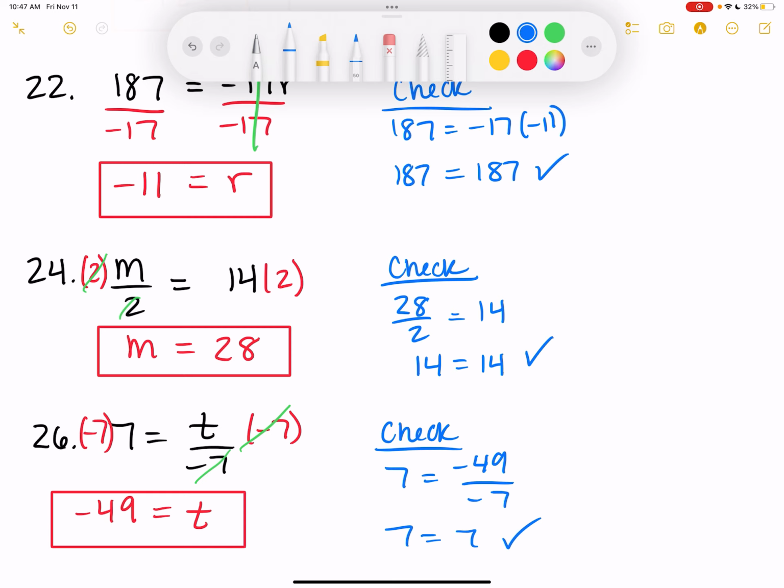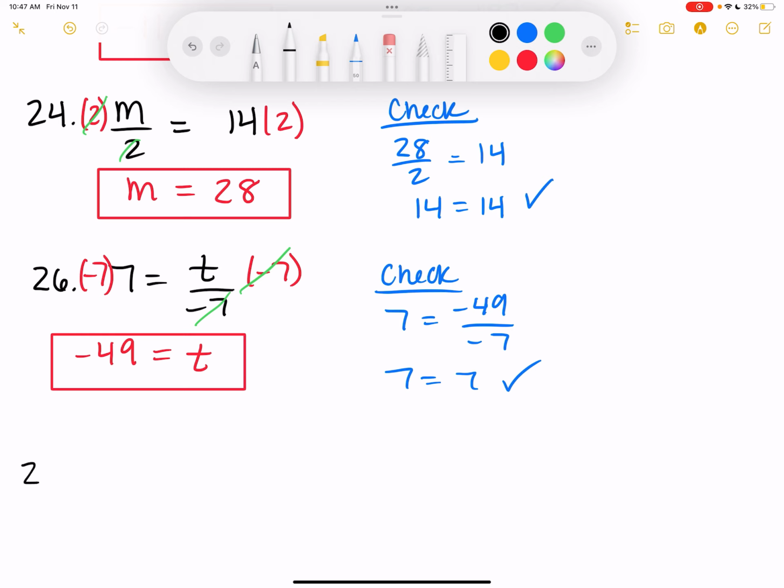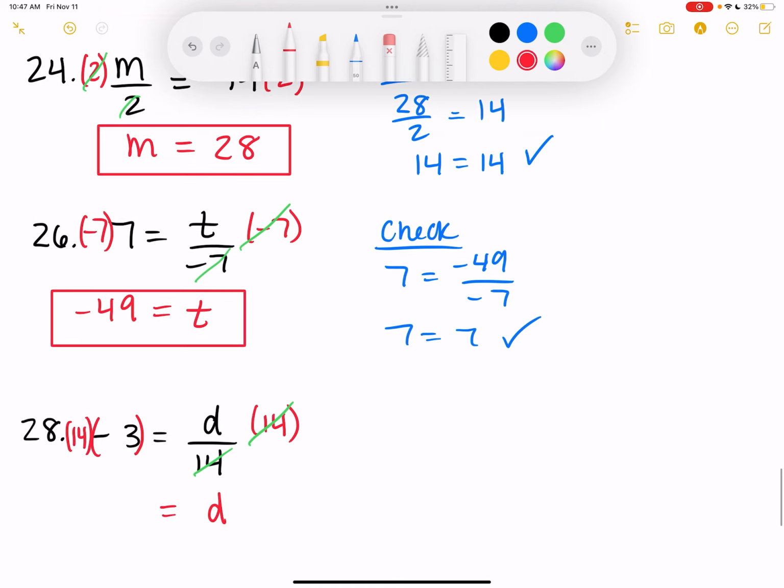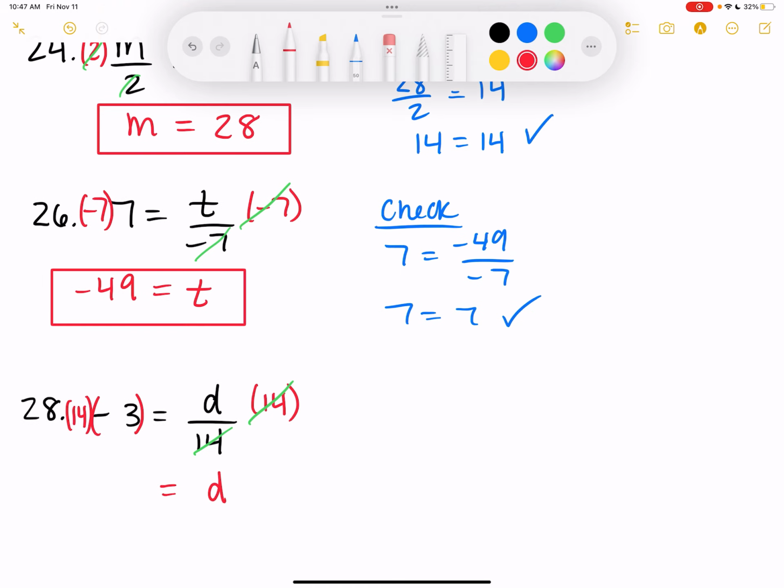And then the last one for today, number 28. Negative 3 equals d divided by 14. Multiply by 14. Because this is a negative, I'm going to put that one in parentheses too, so I remember that I'm multiplying and not subtracting. So on the right, 14's cancel, so that leaves you with a d. 14 times negative 3 is? Negative 42.